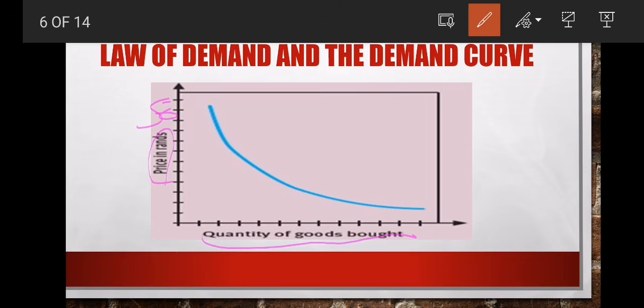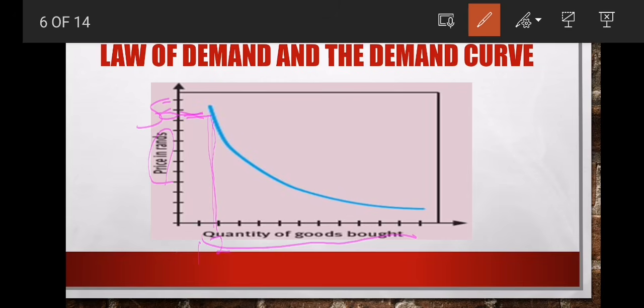This is maybe 2. We are saying now the price is 50 rands. The price is high. If the price is high, we go down. We want to check the demand of the product, the quantity of products that will be bought at that time. You can see that if the price is high, 50 rands, only 2 products will be bought at that time.